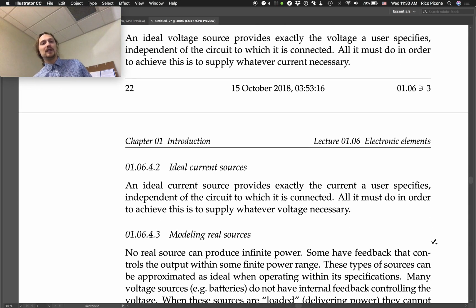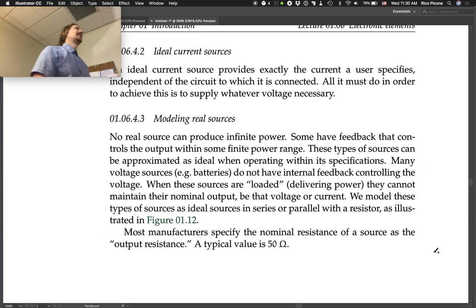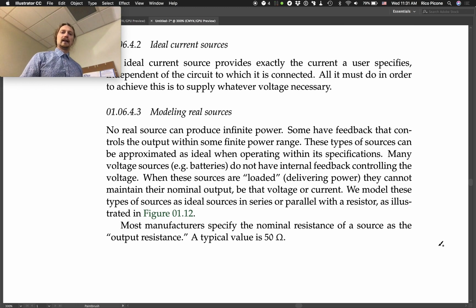Ideal current sources, on the other hand, provide exactly the current a user specifies, independent of the circuit to which it is connected. All it must do is supply whatever voltage is necessary. But of course, that implies that they could supply infinite power, and as we know, we can't do that. So if we want to model real sources, we can make this nice little variation. No real source can provide infinite power.